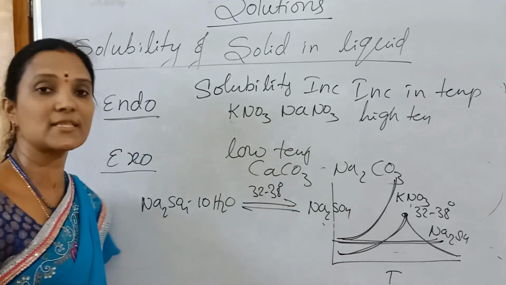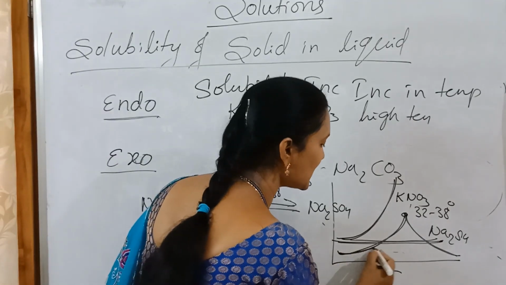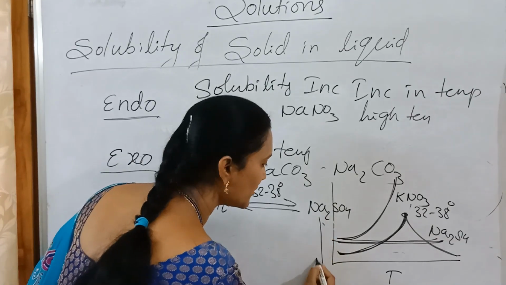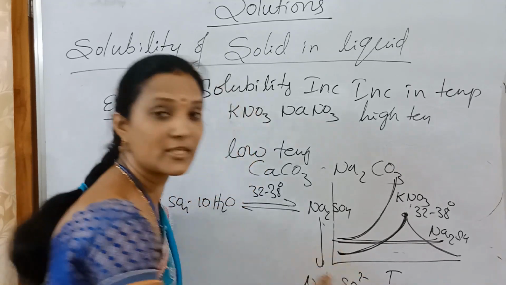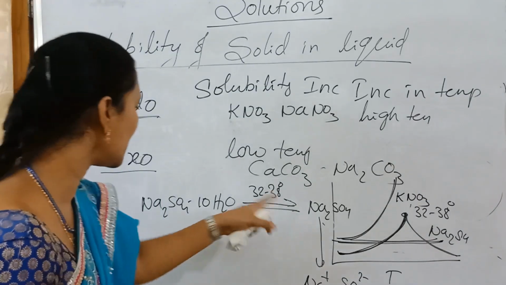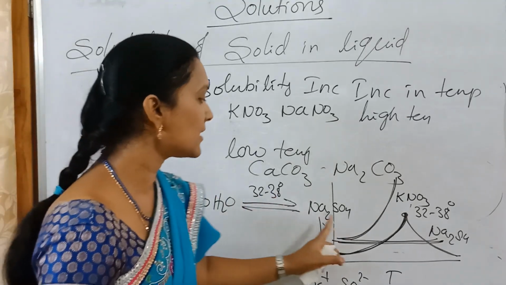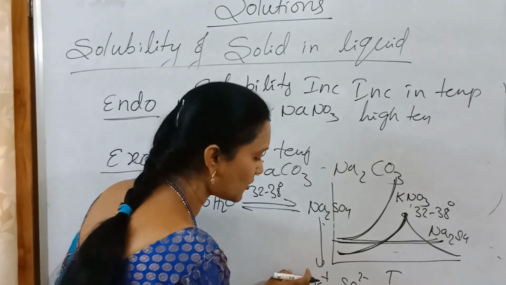Up to this point, the process is endothermic. In an endothermic process, as the temperature increases, solubility increases. Then this Na2SO4 dissolves, decomposing to Na+ and SO4 2-. Now it has dissolved because up to that point it loses water molecules. So Glauber's salt changes to Na2SO4 and loses H2O. Then it dissolves in water.